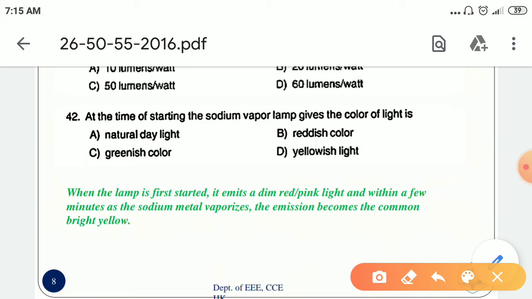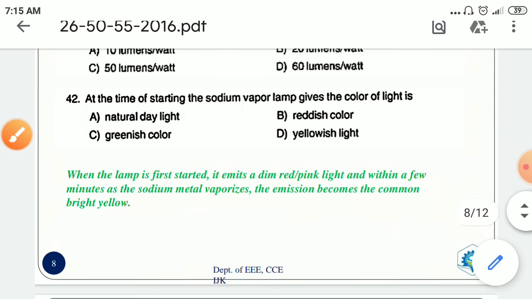So the answer for question number 42 is reddish color, that is option B. That is the color when the sodium vapor lamp is being started. So let's move on to the next question.